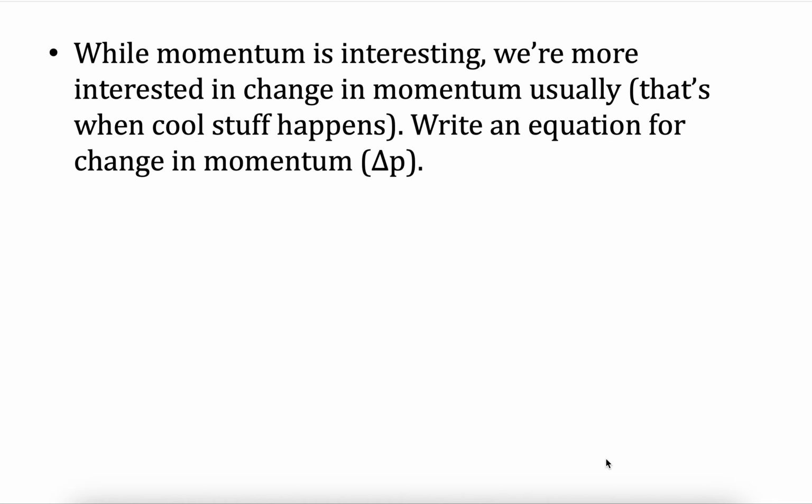All right, so momentum is interesting. We're going to be more interested in change in momentum usually. That's when kind of the cool stuff happens. And so if an object's momentum is changing, then something is going on. So we're going to write an equation for change in momentum now. And that is just delta P, because delta means change in, right? So we have delta P, change in momentum, is mass times the change in velocity.